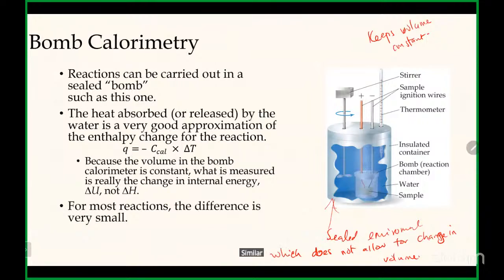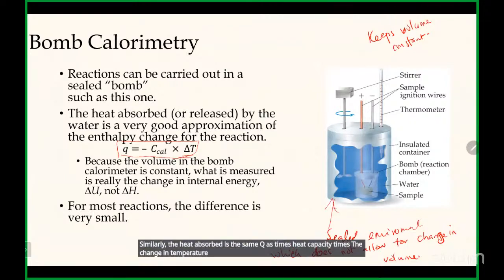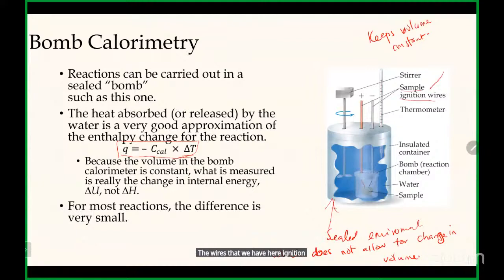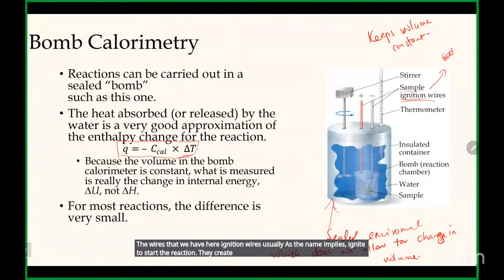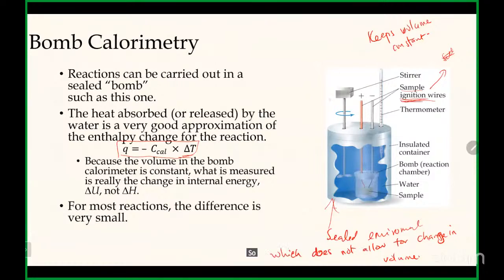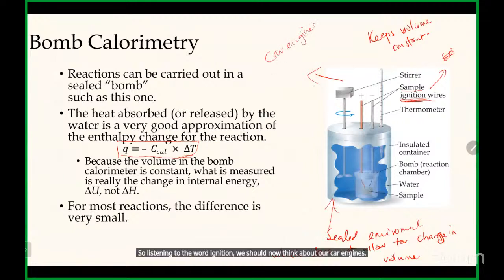Similarly, the heat absorbed is Q, the heat capacity times the change in temperature as the reaction is taking place. In bomb calorimeters, the wires that we have here, ignition wires, usually, as the name implies, ignite to start the reaction. They create some form of ignition to start a reaction. So, listening to the word ignition, we should now think about our car engines. The engine in our car is an approximate bomb calorimeter.